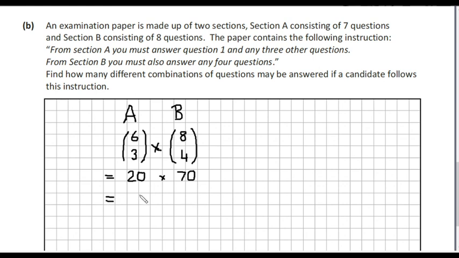So that is going to end up being 1,400. That's the total number of ways you can pick your questions from this examination paper. And that is question 1 completed.